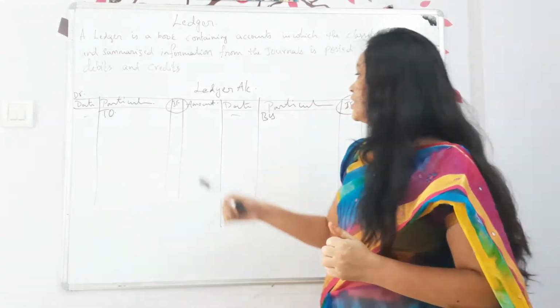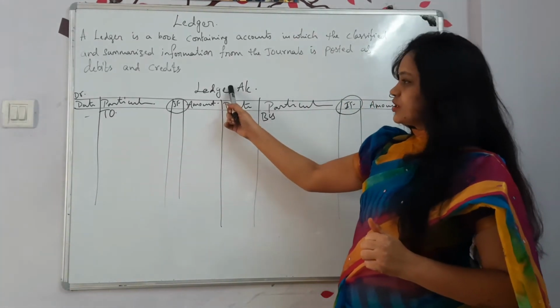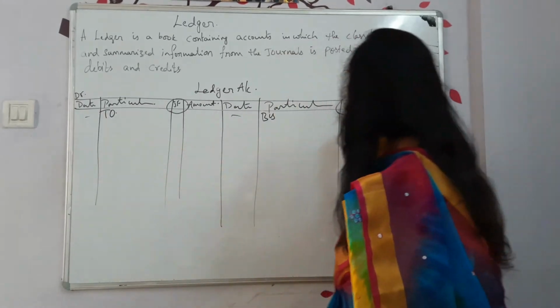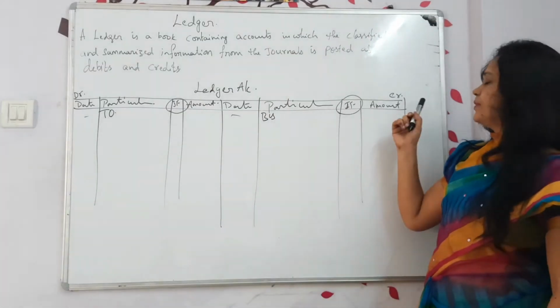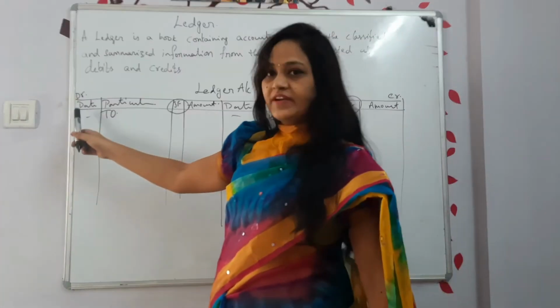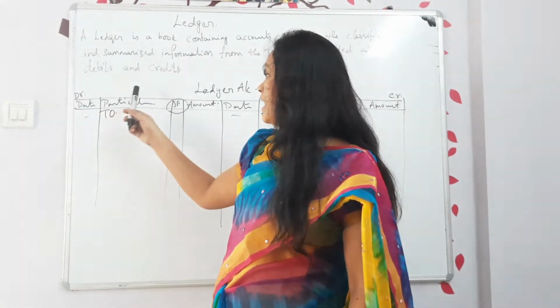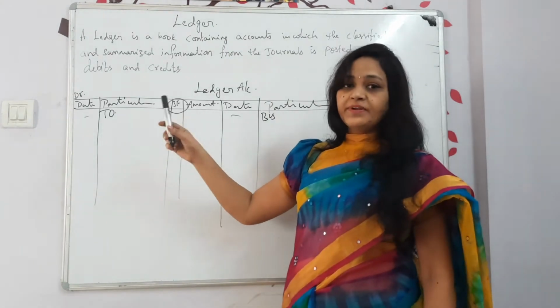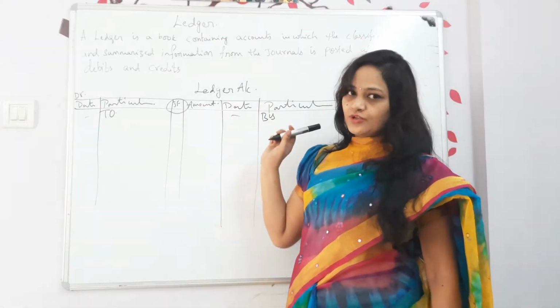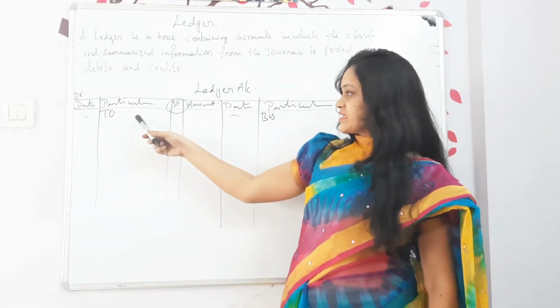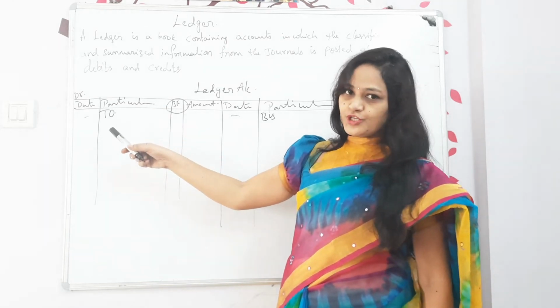Clear? Understood, right? So this is the format: ledger account, debit and credit. 2 sides are there. One is debit and the other one is credit. You have date column. You will mention what is the date, on which date the transaction happened. And after that, particulars. Debit side you start with 'To'. Credit side you start with 'By'. What is the transaction? What happened over there? That we will mention over there.